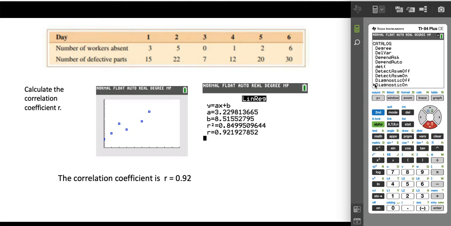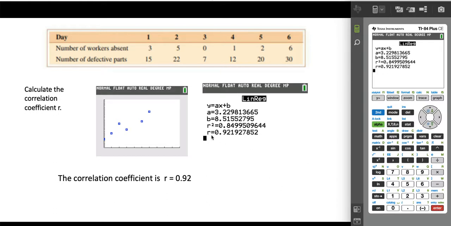And make sure you highlight Diagnostics are on. Press Enter. Okay? That way, that menu is going to show up. So if you didn't see it, those are two ways that you can get there.